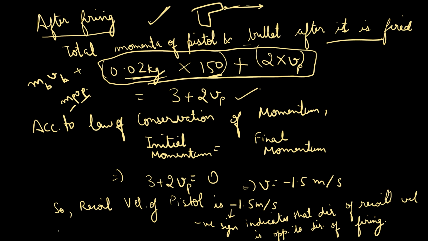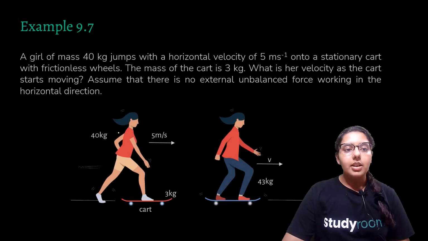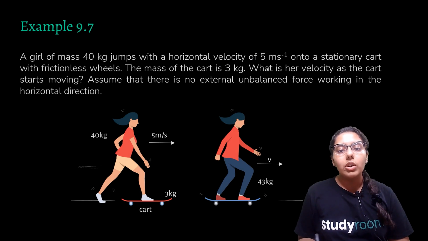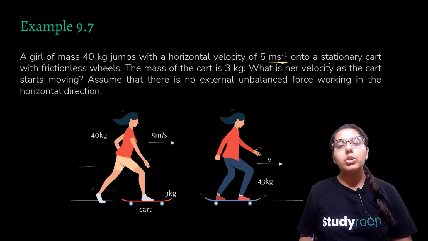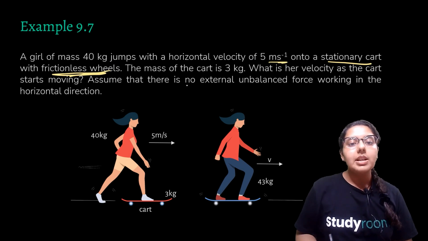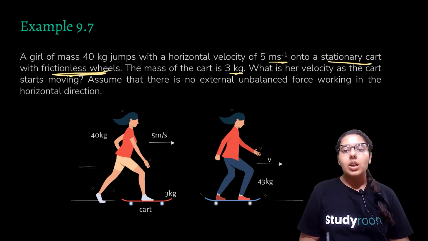So let's look at one more question. A girl of mass 40 kg jumps with a horizontal velocity of 5 meter per second onto a stationary cart with frictionless wheels. The mass of the cart is 3 kg. What is her velocity as the cart starts moving?